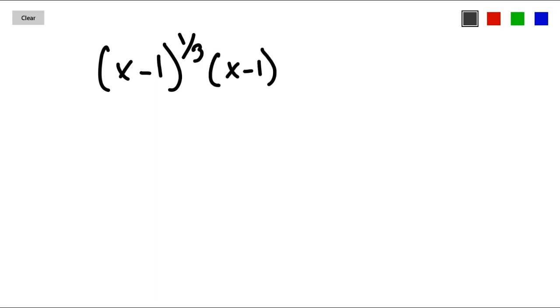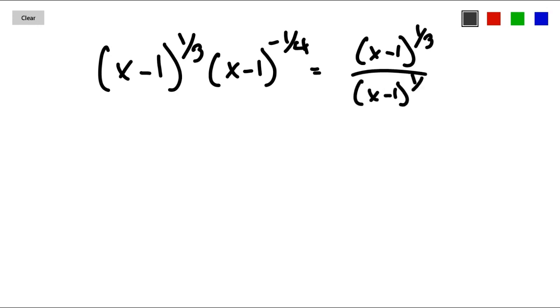So let's say you had x minus 1 raised to the 1/3 power times x minus 1 raised to the negative 1/4 power. I can rewrite the second term with a positive exponent by placing it in the denominator of a fraction. So when I do this, I end up with x minus 1 raised to the 1/3 power on the top over x minus 1 raised to the 1/4 power on the bottom. So notice how the exponent sign changed whenever I placed it in the denominator.